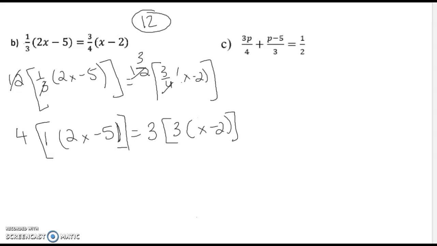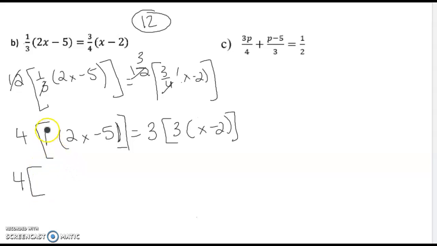Okay, so next thing we're going to do is, we have the inside bracket, and now we have the outside bracket right here. We're going to take this 1 and multiply everything in the bracket by 1, and then for the second one we're going to take the inside bracket and multiply everything by the 3. Okay, so it's going to look like this. We'll keep our 4 out in front.